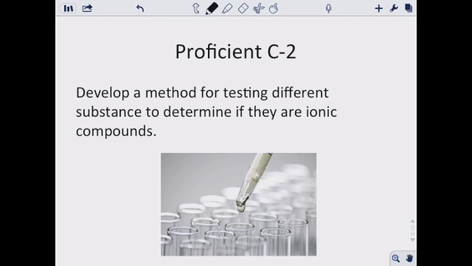Look at our next one. It says develop a method for testing different substances to determine if they are ionic compounds. Well, one method, remember, is that they have very, very high melting points. So we could test the melting points of different substances, and if they have a really high melting point, we know that they're an ionic compound. If they have very low melting points, then we know that they are not an ionic compound.